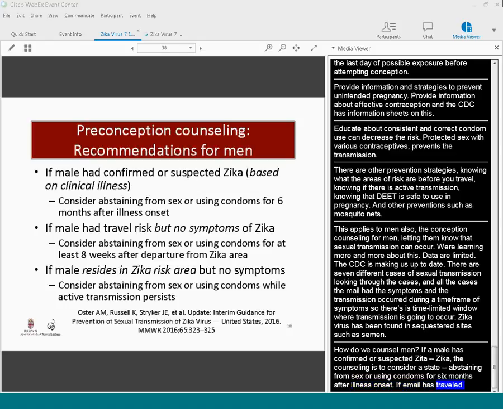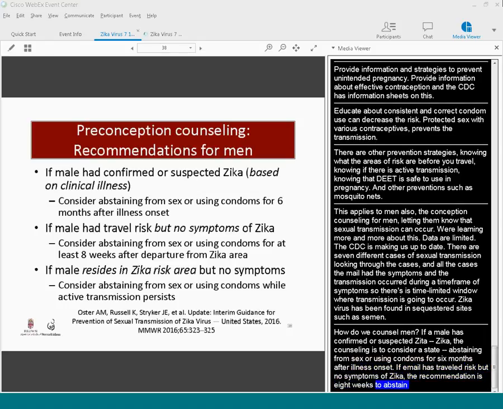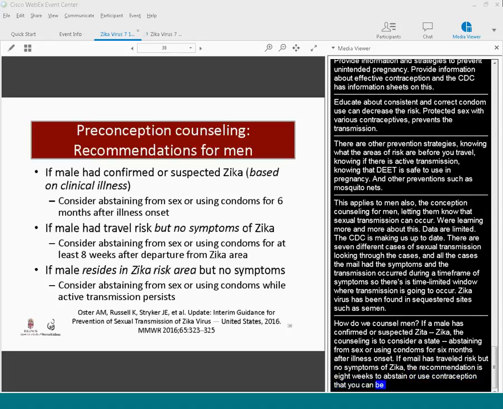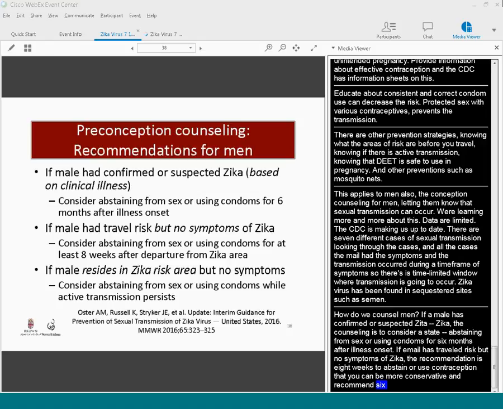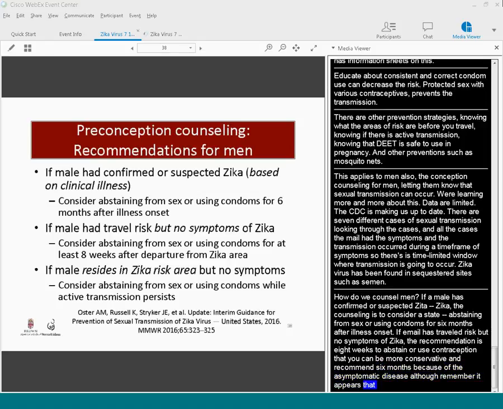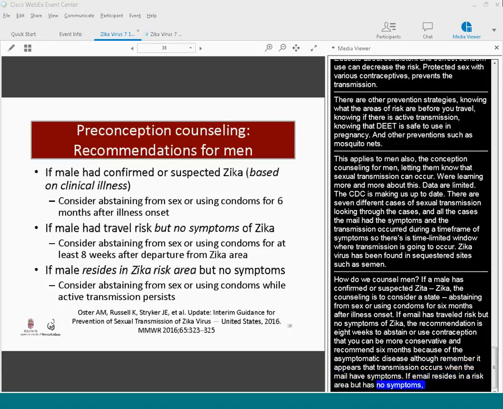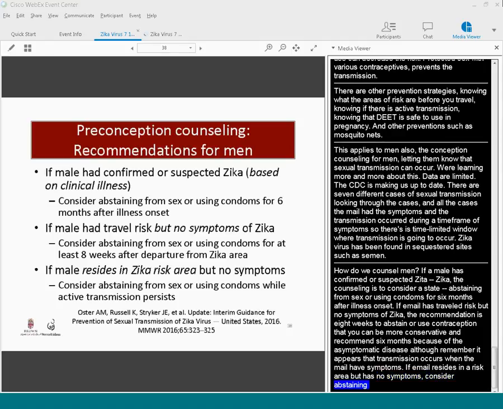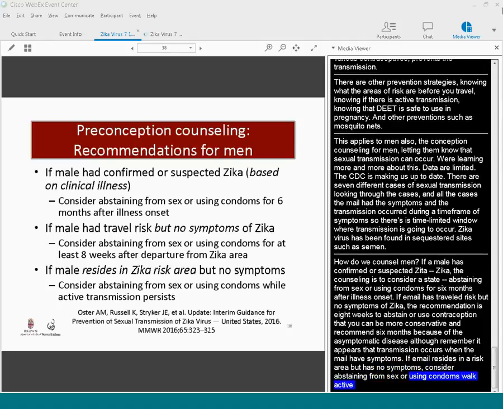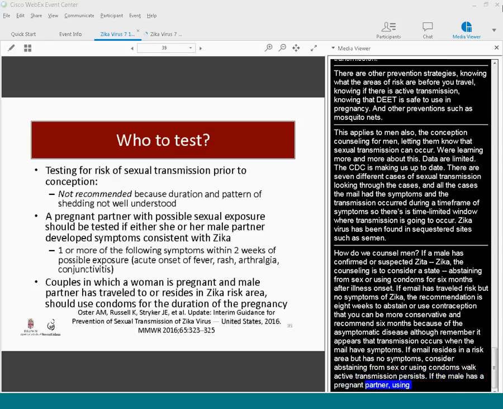If a male had travel risk but no symptoms of Zika, then again the recommendation is 8 weeks to abstain or use barrier contraception, again with the caveat that you could be more conservative and recommend 6 months because of the asymptomatic disease, although remembering that it appears that sexual transmission occurs when the male has symptoms. And then if a male resides in the Zika risk area but has no symptoms, again, the CDC's recommendation is consider abstaining from sex or using condoms while active transmission persists. And of course, if the male does have a pregnant partner, using condoms consistently and correctly for the duration of pregnancy.